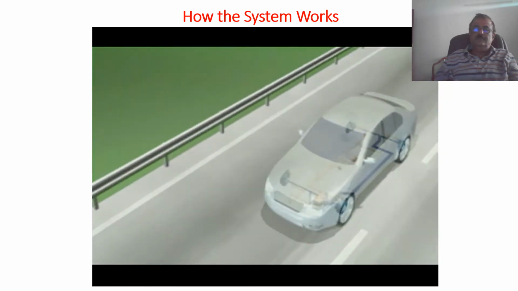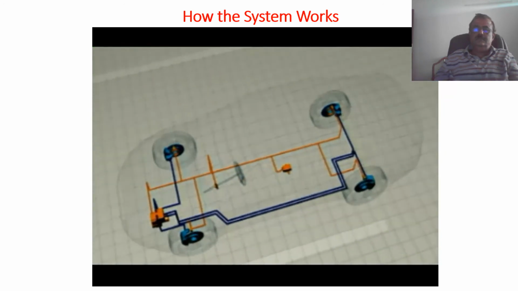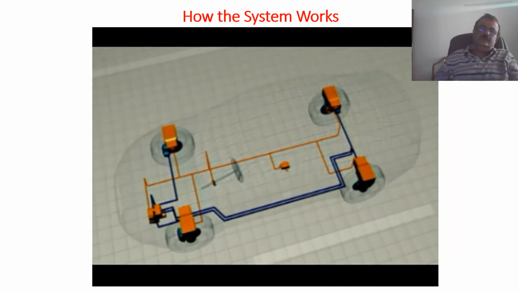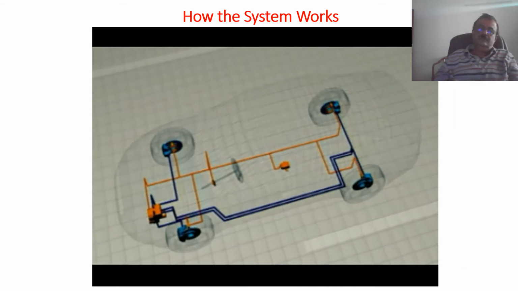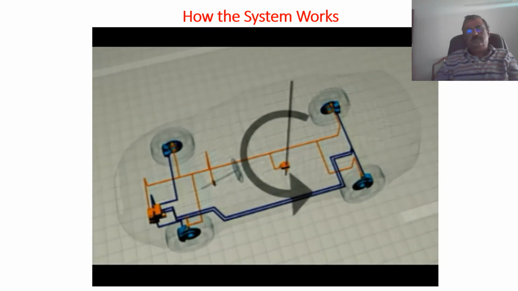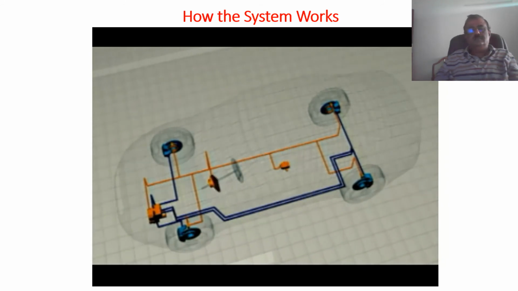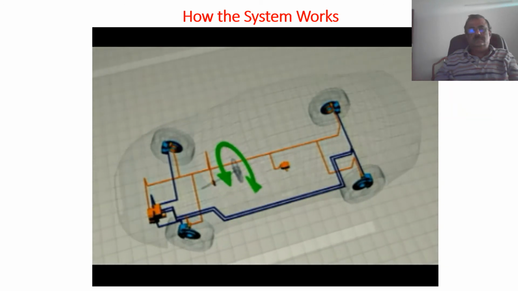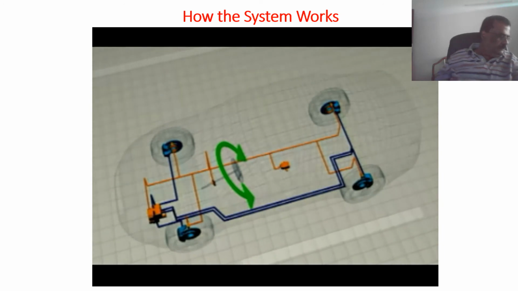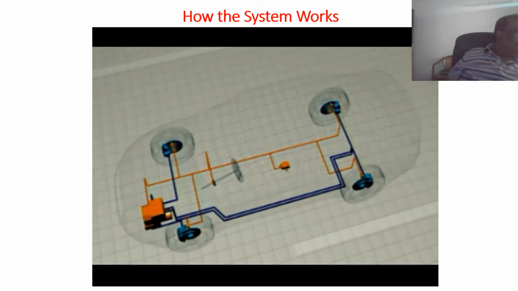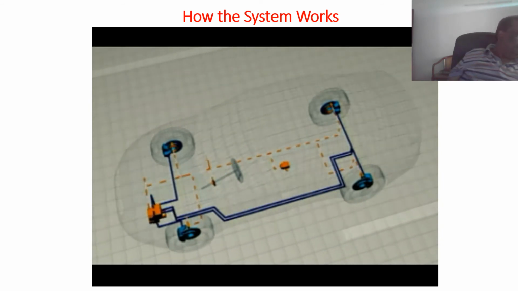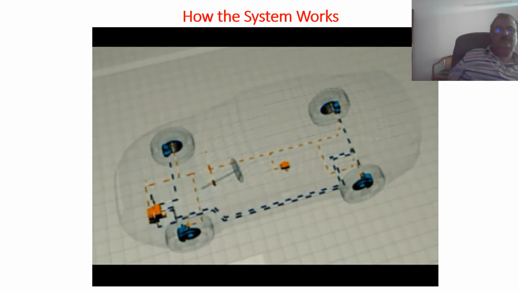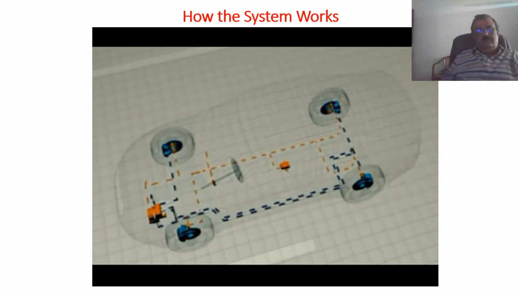ESP comprises the following components: a speed sensor on each wheel. The rotation rate sensor measures the car's rotation around its vertical axis. The steering angle sensor registers the driver's steering intention. From the sensor signals, the control unit computes when and how it has to intervene. The hydraulic unit builds up and reduces the braking pressure in the brakes.